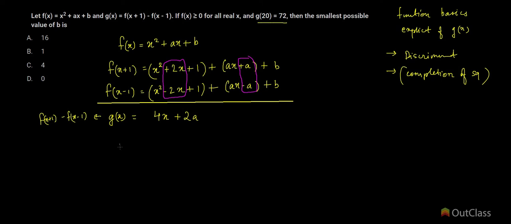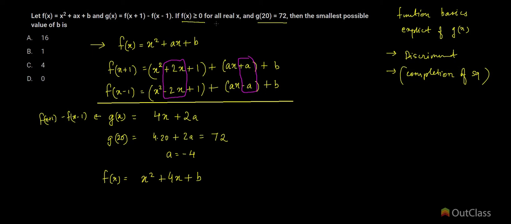Now we bring in the point, the input output pair. G20 should be 4 into 20 plus 2a, but it's given as 72. Solving it, you will get 2a is 72 minus 80. 2a is minus 8, a is minus 4. If you plug this back into the original function f of x, you will see that f of x is x square plus 4x plus b, which should be always non-negative. What is the smallest possible value of b?